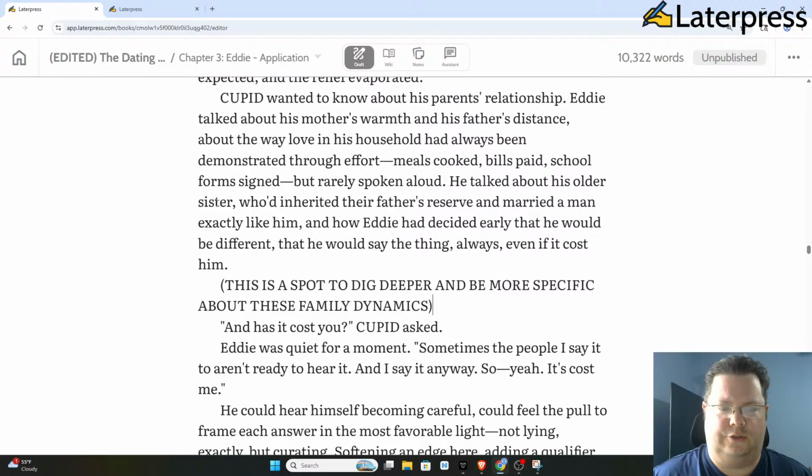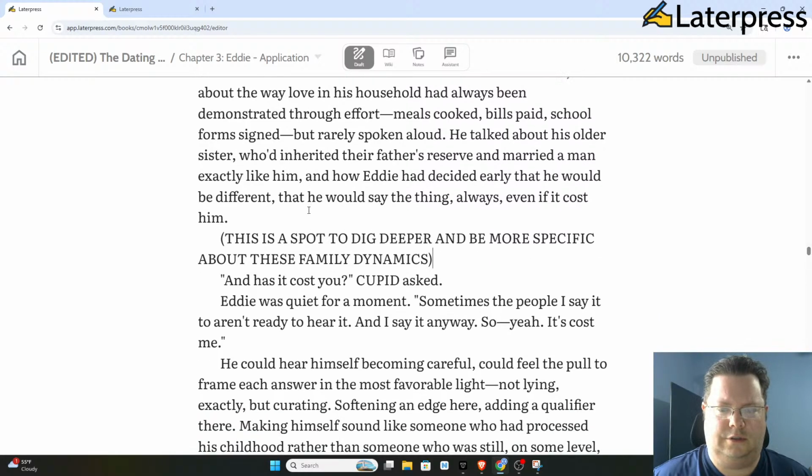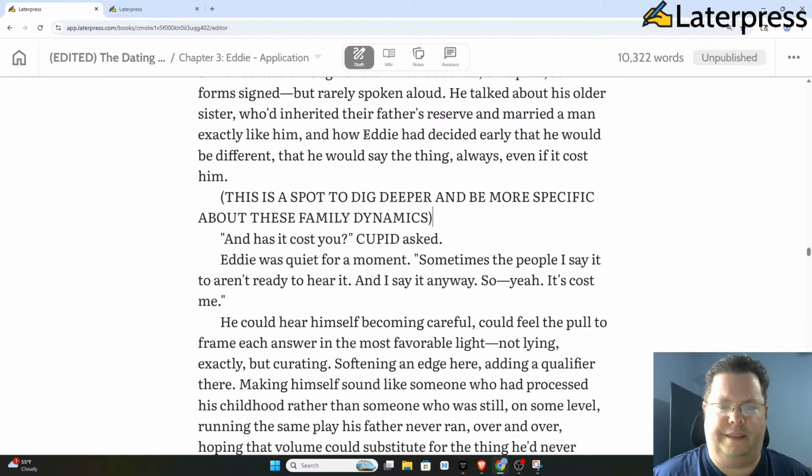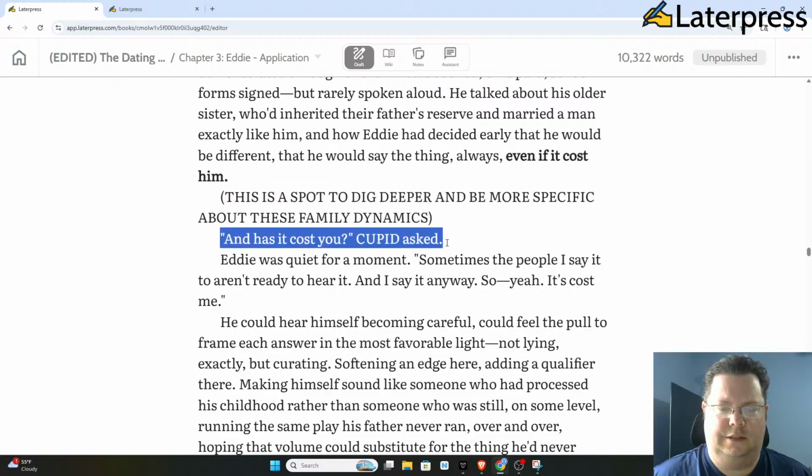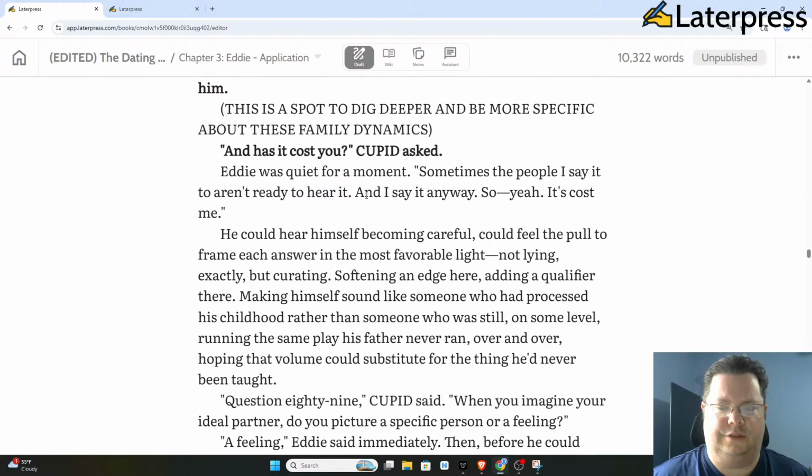I'm missing the connection here. He talked about his older sister. Oh, Eddie decided early on that he would be different and that he would say the thing even if it cost him. I do need to bold that for that transition.